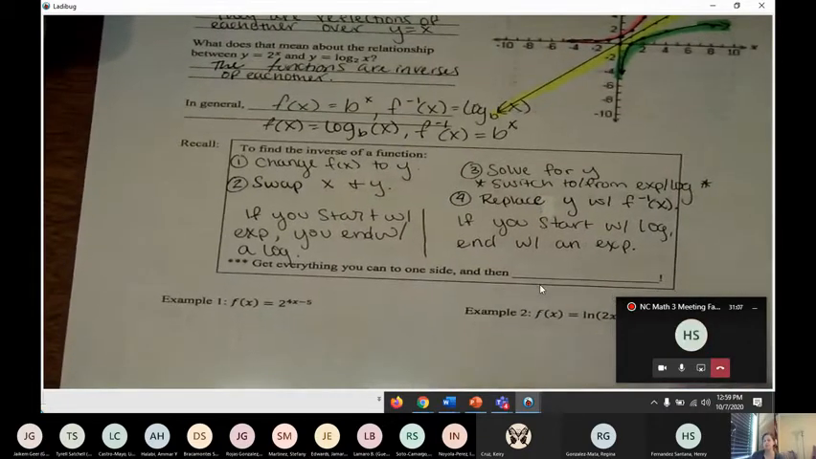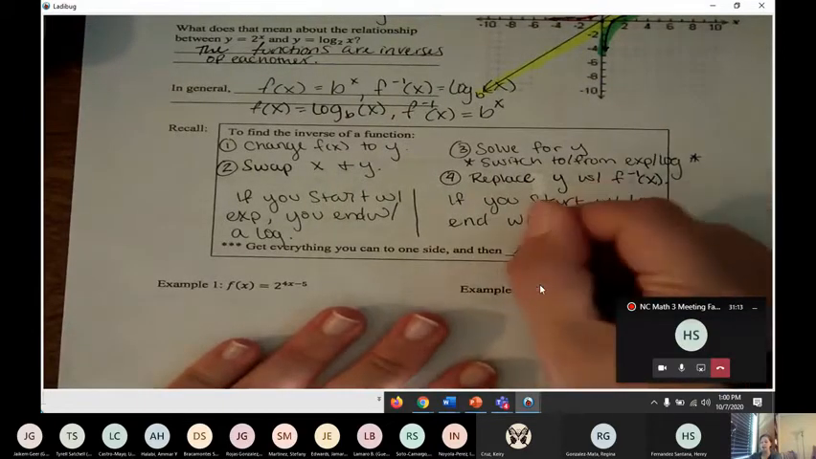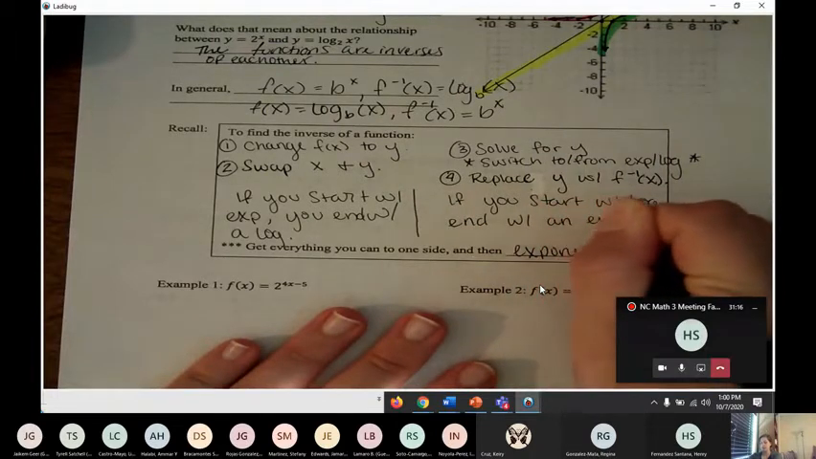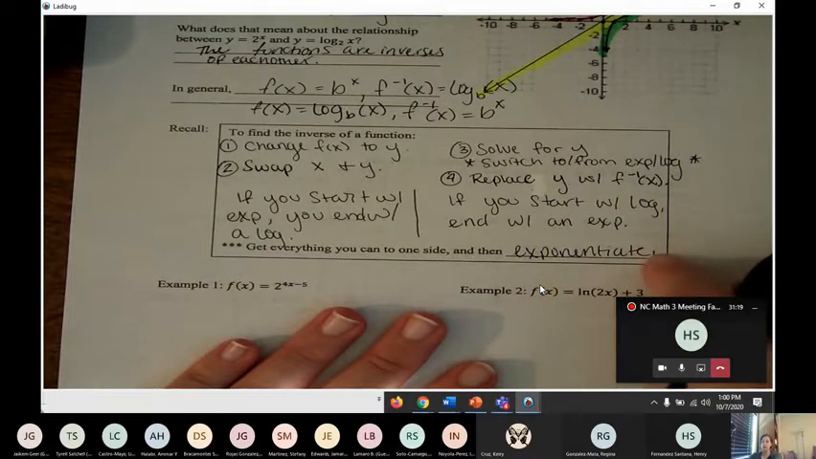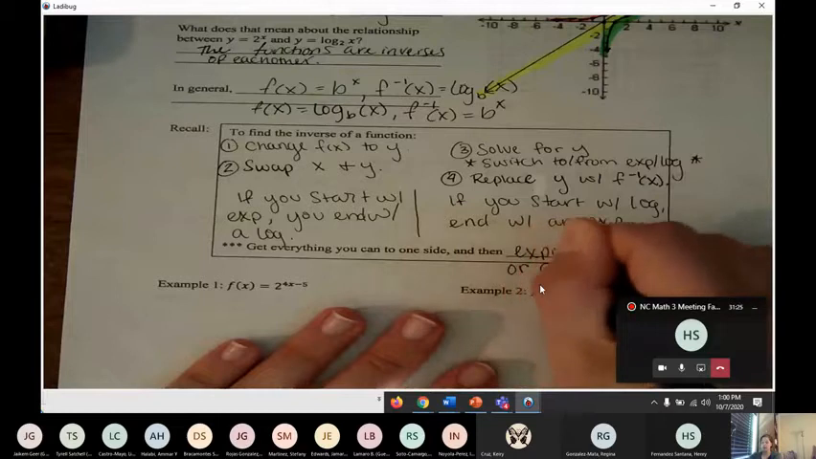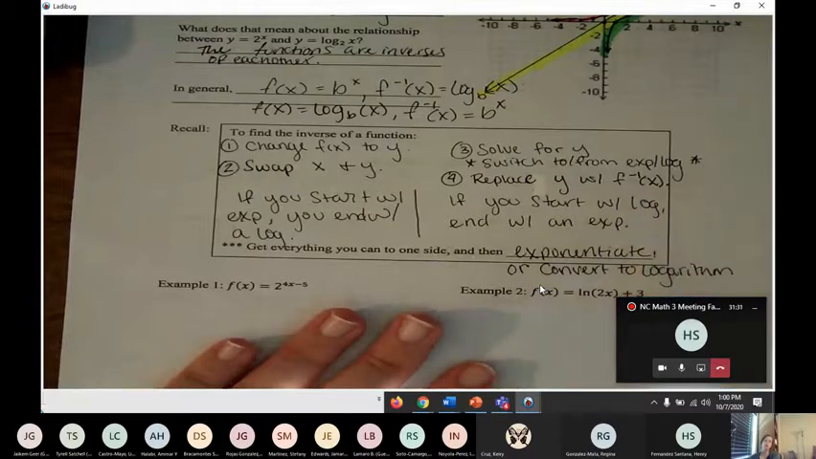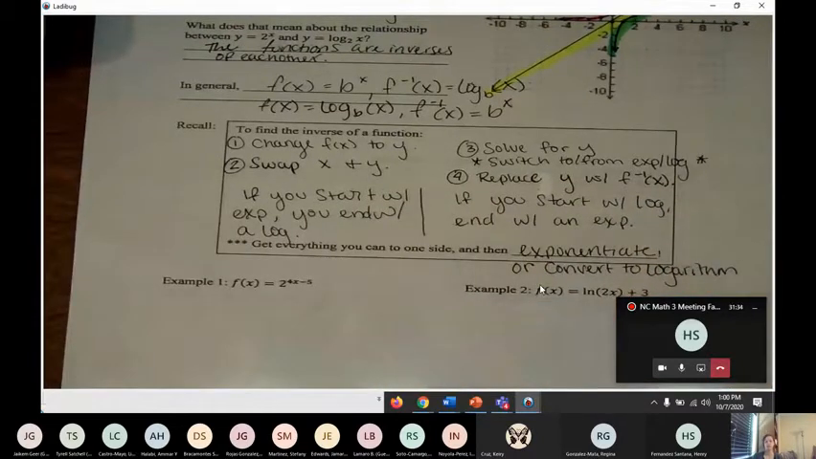Okay, so depending on the type of function you're working with, you're going to get everything to one side, and then you're either going to exponentiate. That just means turn into an exponential, or convert to a logarithm. There's not really a cool word for converting into a logarithm. Like logarithmize or something like that. There's nothing like that for that one. So we just say convert to a logarithm. But when we turn it into an exponential, then we say exponentiate.